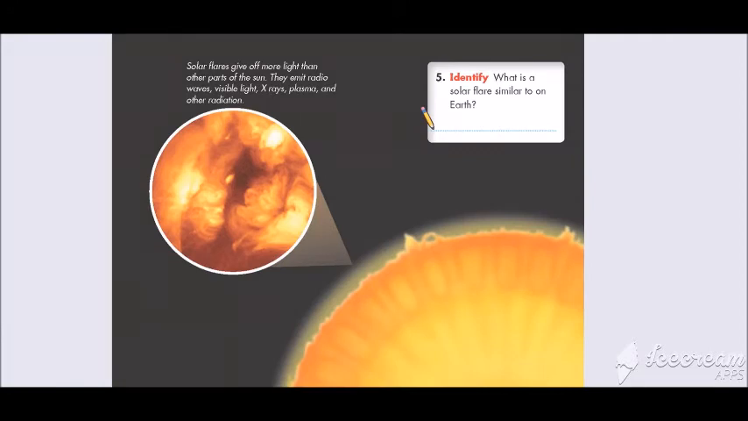As you see in this picture, this is a solar flare that looks bright and it emits radio waves, visible light, X-rays, plasma, and other radiation that interrupt the communication and radio waves on Earth.